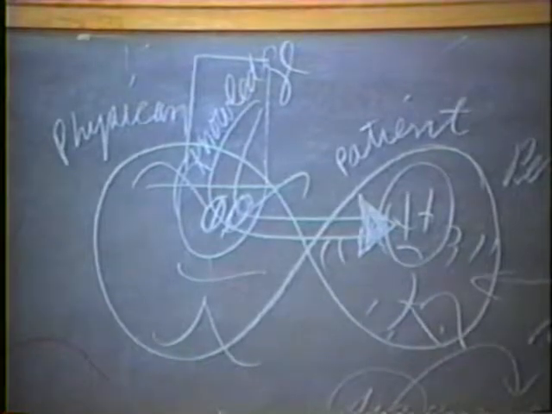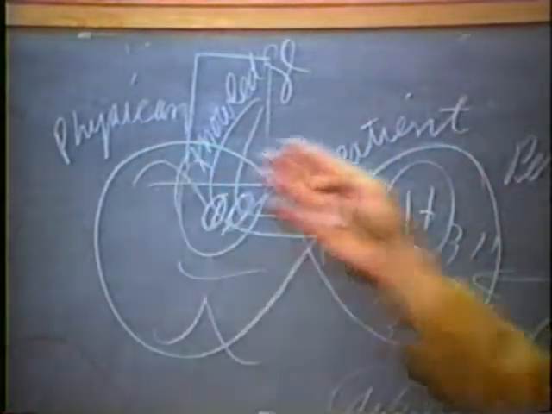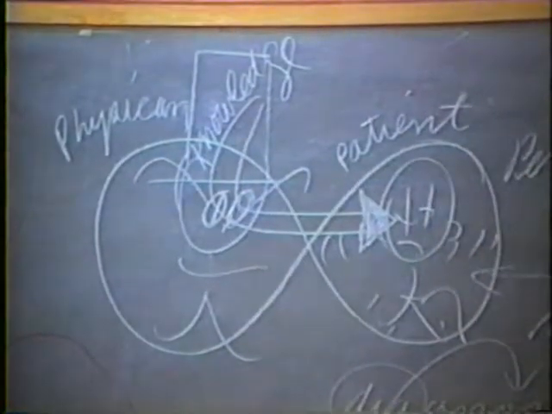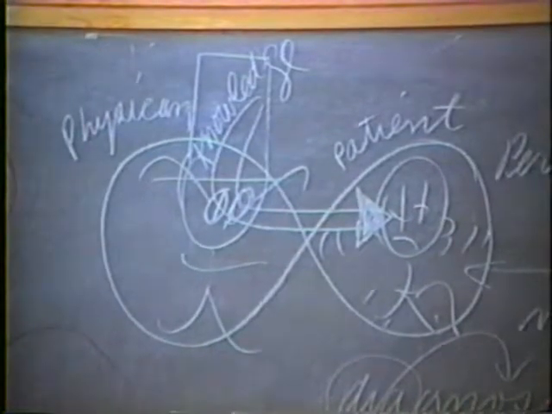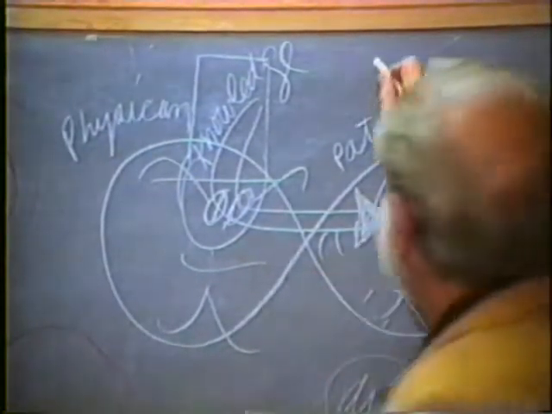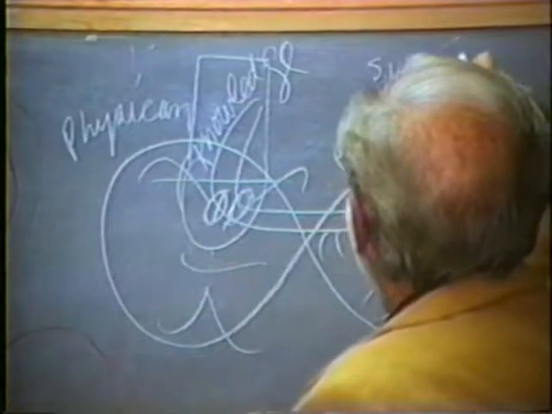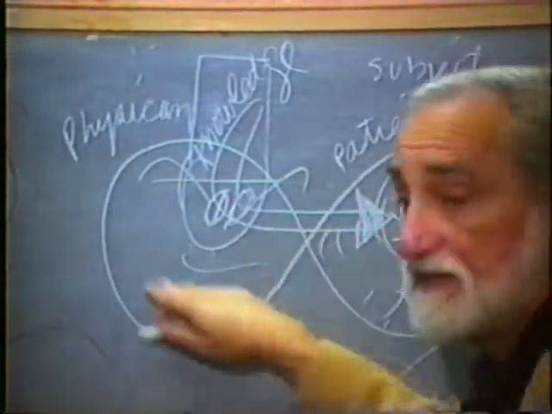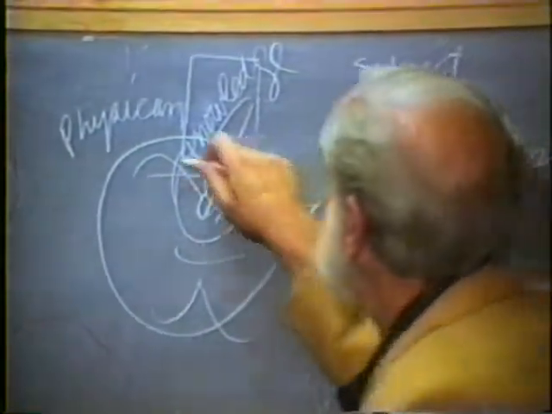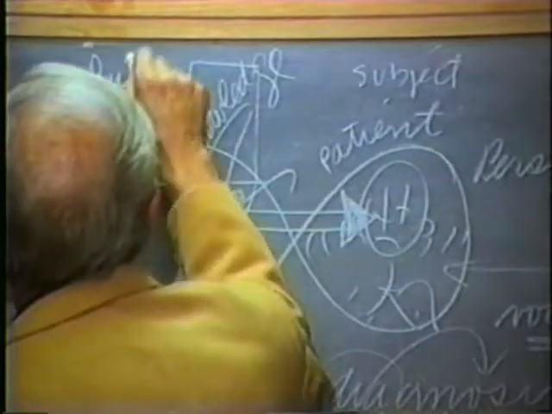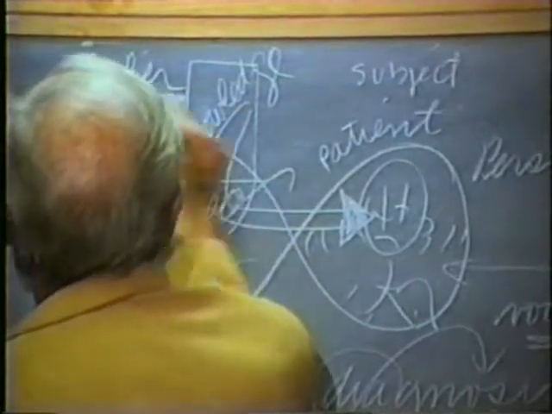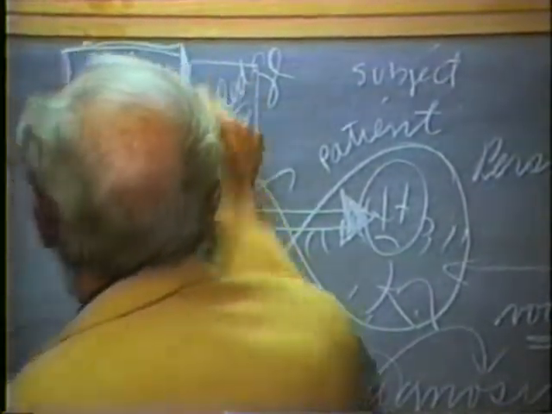Actually now, notice, these are fancy words to disguise some truth, and I'd like to introduce the truth. What he really becomes is a subject. And when he enters into this relationship voluntarily, he is really his ruler. He is really a ruler.